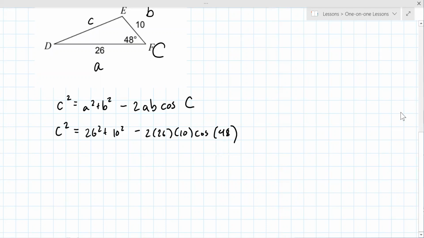So when you do all that, I'm just scrolling down the answer key, you end up getting that C equals 20.7. 20.7.